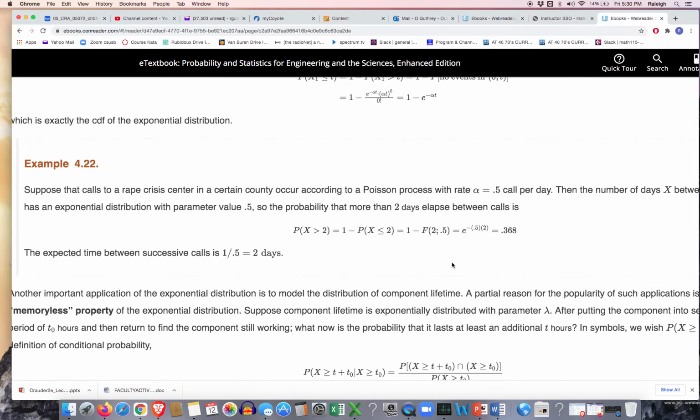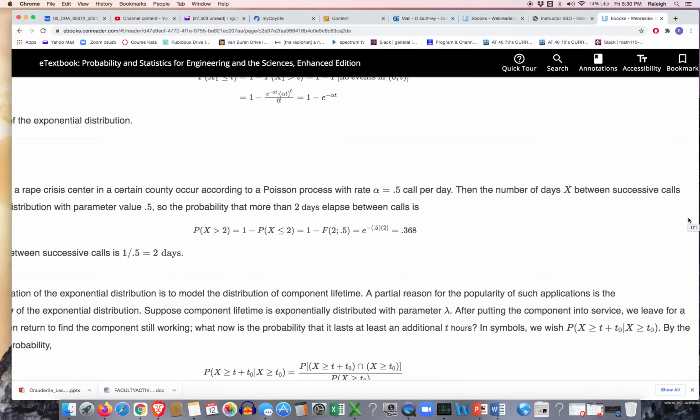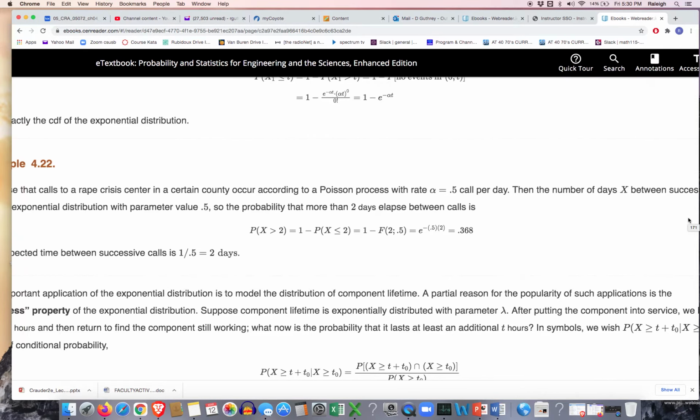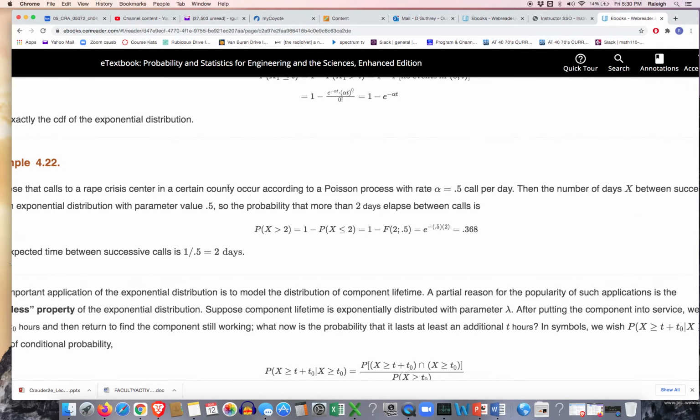In this example, calls to a rape crisis center in a certain county occur according to a Poisson process with half a call per day. In other words, a call every other day. But the number of days x between successive calls, which is exponential, would have a parameter value of 0.5, but then we're interested in more than 2 days elapsing between calls. So, it's already not going to happen all the time, but what about more than 2 days?